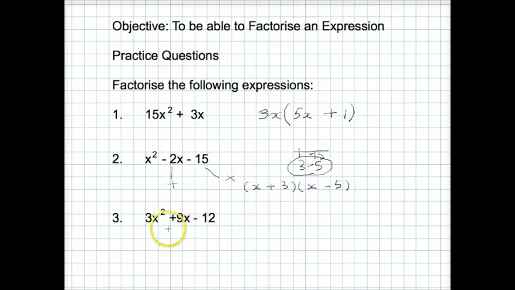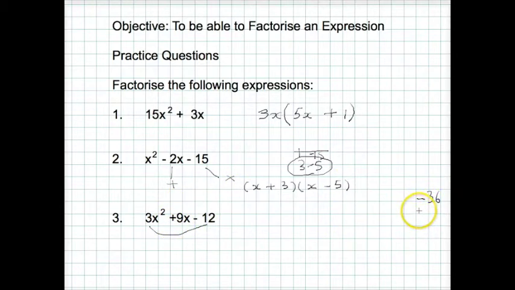Question 3 now. This one's a little bit more complicated. It's got the coefficient in front of the x squared term. So what we do for this one is we start off and we multiply the 3 by the negative 12. That gives us negative 36. I'm just going to write that over there on the right. We're now looking for 2 numbers that multiply to give negative 36 and add to give 9.